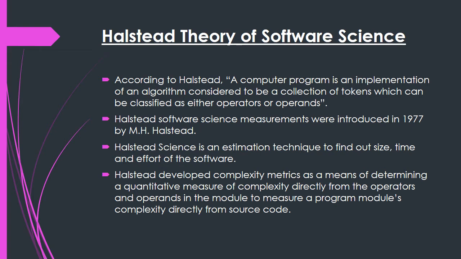With the help of these operators and operands, he is able to estimate various techniques, or the complexity measures or complexity metrics, that determine the complexity directly from the operators and operands present inside the source code. And he is able to find out the size and type, time and effort for the software development process based on these operators and operands only.